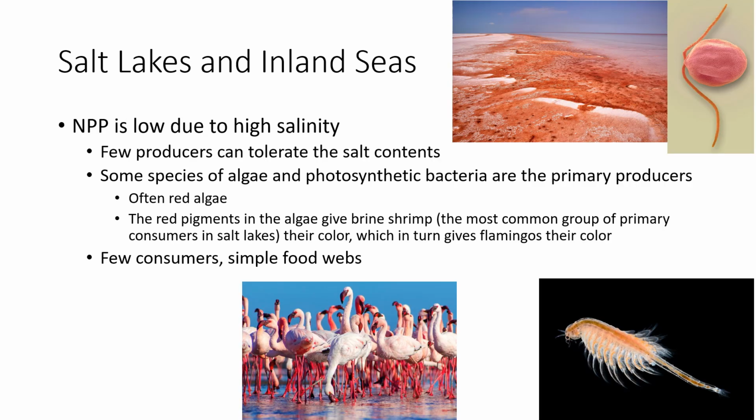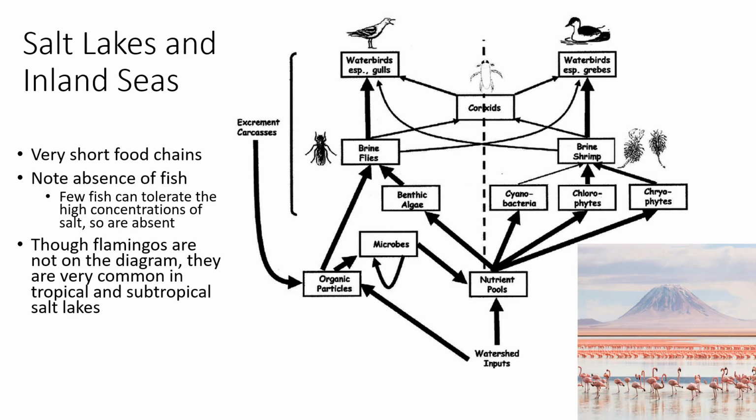Because of the high salinity, there's very low net primary productivity. Really, there's no plants. No plants will survive in most salt lakes. What you have instead are these red algae that'll grow, and then those algae will be eaten by brine shrimp, which will be eaten by flamingos, for example. You have very simple, short food chains and food webs. So this is a pretty realistic food web for a salt lake, and like I said, very short, very simple. This is nowhere near the complexity of most food webs.